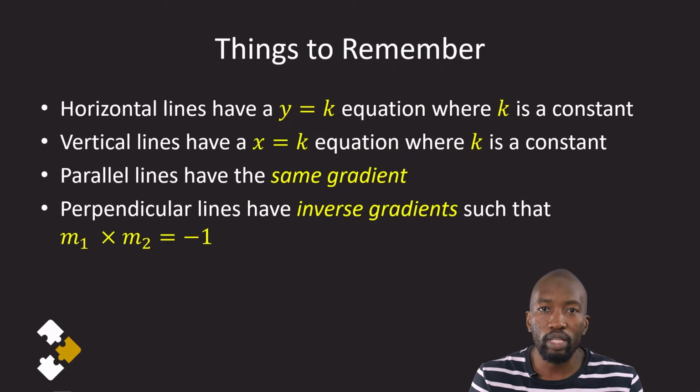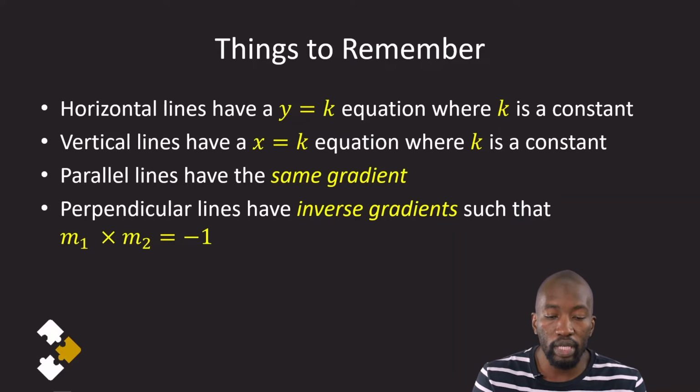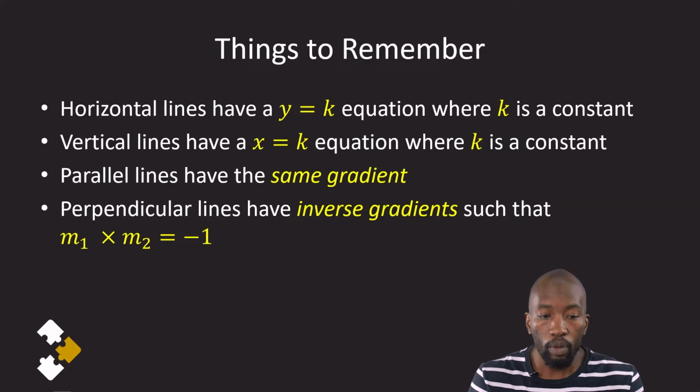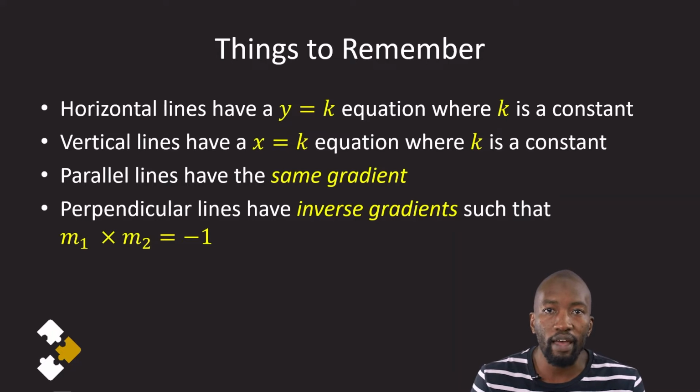Now here are some important things to remember. Horizontal lines have a y is equal to k equation where k is a constant. Vertical lines have an x is equal to k equation where k is a constant. Why does this happen? Because remember, the horizontal line does not have a gradient and also the vertical line does not have any gradient. That's why these two are equal to k respectively.